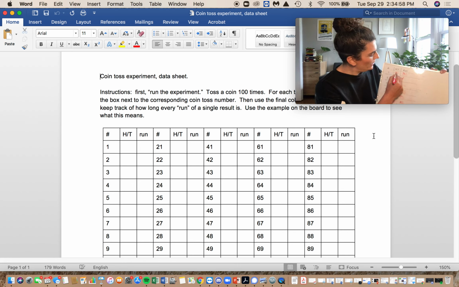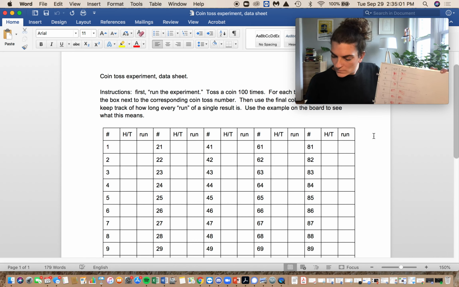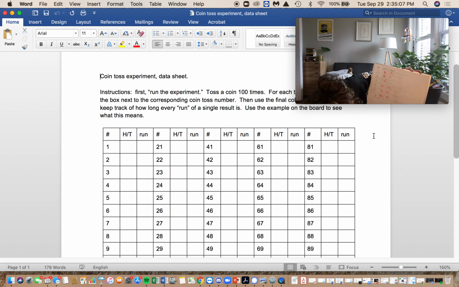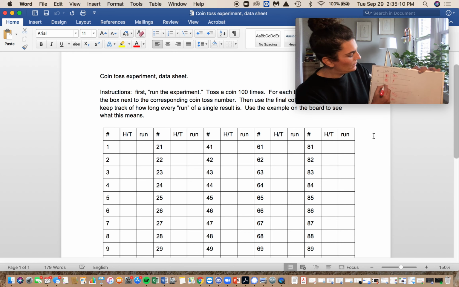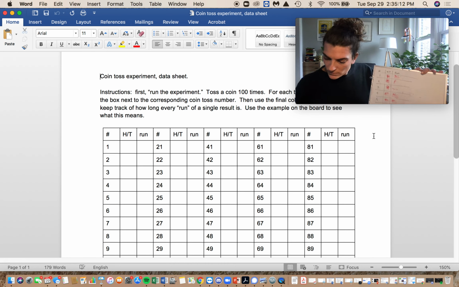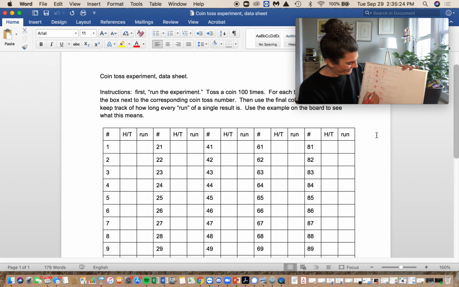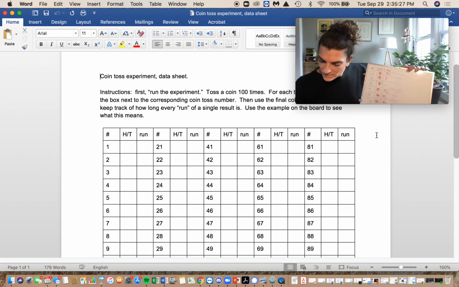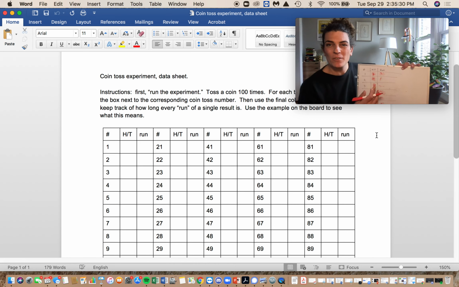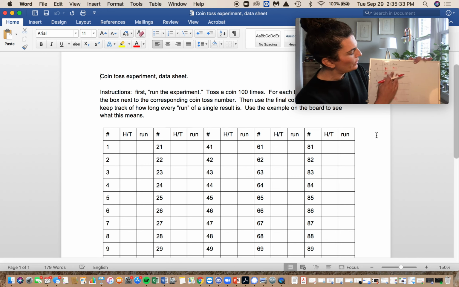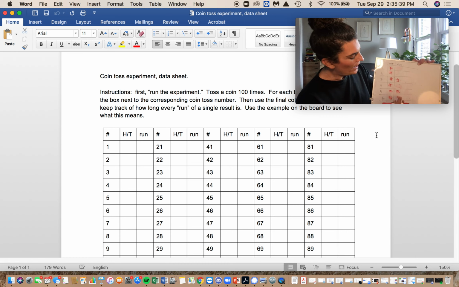So I have heads, heads, heads, tails, tails, heads. So now I'm going to count the runs. I have 3 heads in a row, so this is a run of 3. I don't put anything in these because they're 3 in a row. Then I have 2 tails in a row, so this is a run of 2. And then I only have 1 head here.